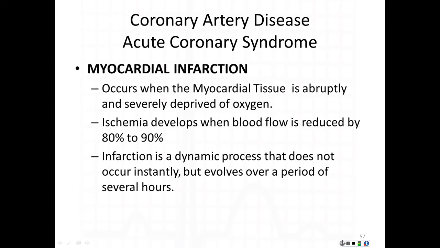Now, myocardial infarction, or a heart attack in lay terms, occurs when the myocardial tissue is abruptly and severely deprived of oxygen. This is because of blockage of one of the coronary arteries. It could be because of plaque buildup. It could be because of the rupture of one of those plaque areas. It could be from thrombus buildup in those areas. Anything that basically reduces the blood flow by about 80 to 90% in that coronary artery. So ischemia begins to occur when blood flow is reduced 80 to 90% through that coronary artery.